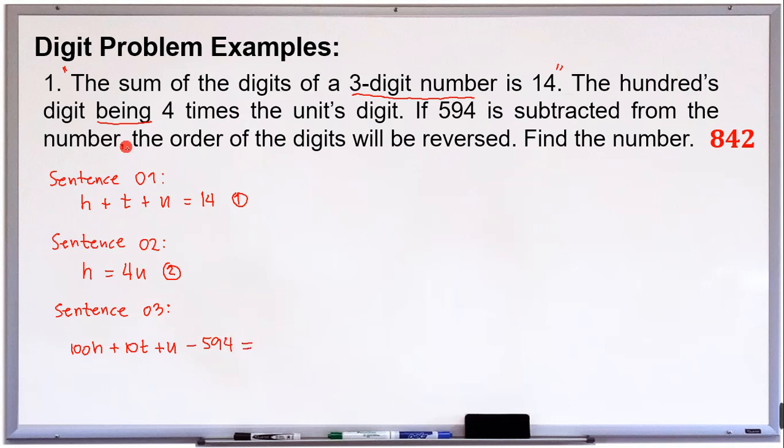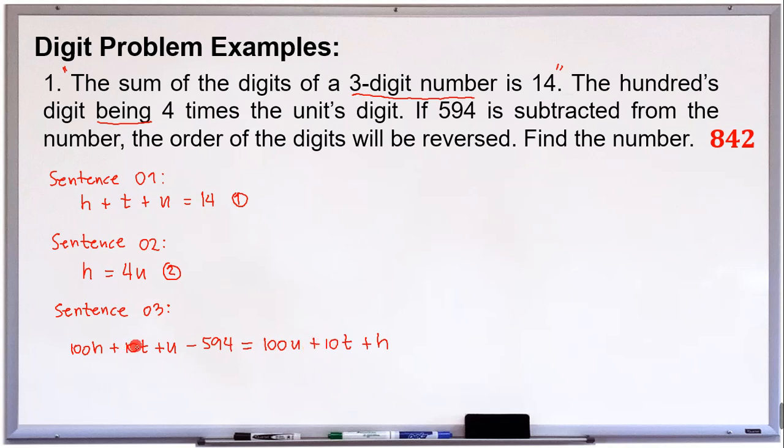After the comma, it states that the order of the digits will be reversed. So instead of H, we're going to start the hundreds digit with U because of the word reverse. So that would be 100U plus 10T plus H. Again, this is the original number minus 594. The answer is the reverse of the original number.